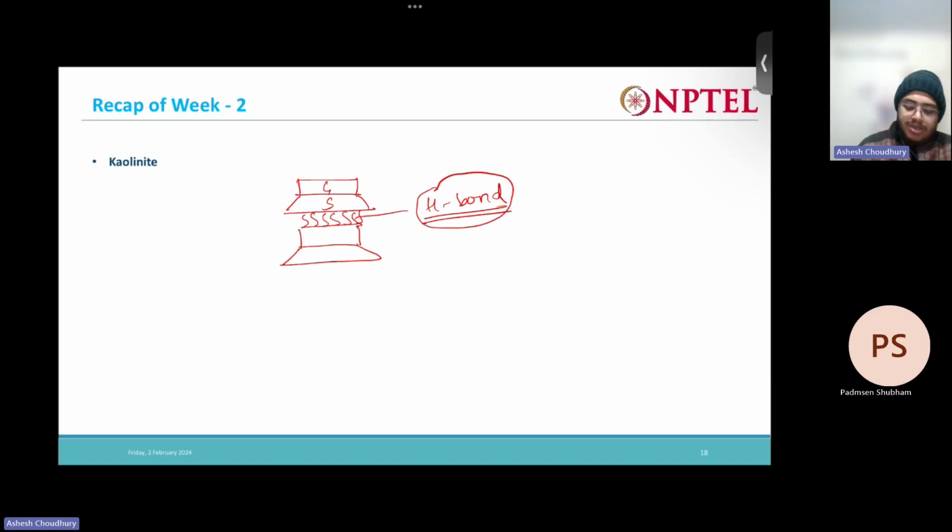As hydrogen bond is very strong, this bond is very stable, and that's why the clay which is made up of kaolin mineral is least active. Clay that is made up of kaolin is least active.